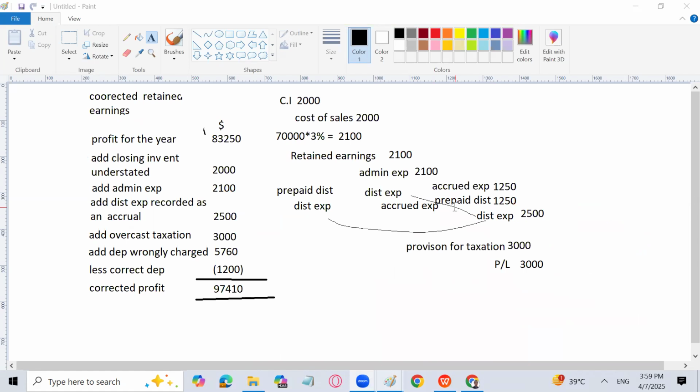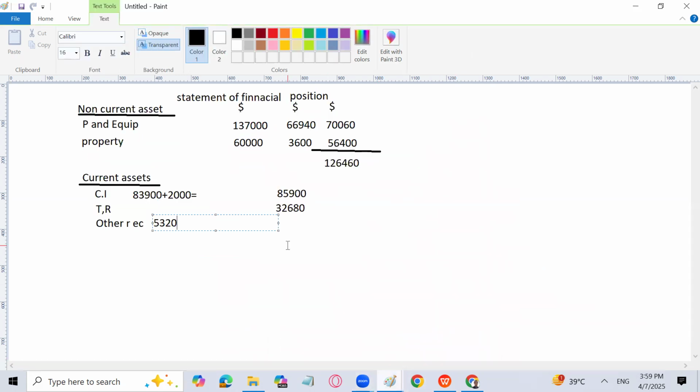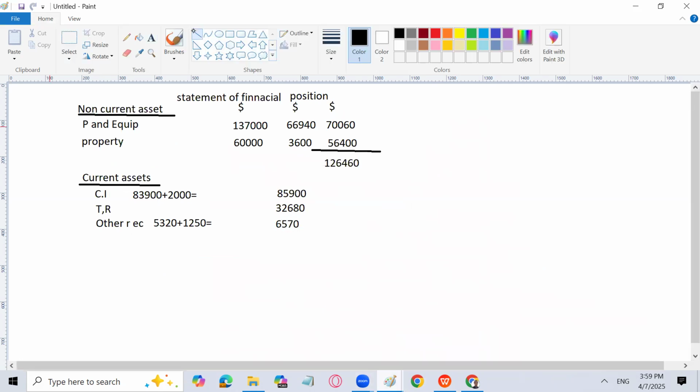अच्छा वो हमने कर दिया एडजस्ट उसको, ठीक है. प्रीपेड डिस्ट्रीब्यूशन 1250 अदर रिसीवेबल में क्या हो जाएगा बेटा, ऐड हो जाएगा. ओके, प्लस 1250. What is the answer? 6570. Now because bank overdraft is converted into bank overdrafts, we'll write it afterward.